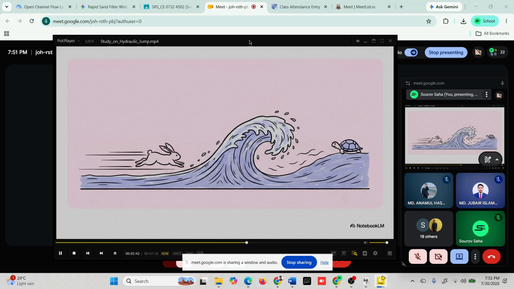After the jump, our sequent depth, Y2, swelled up to 9.2 centimeters, while the velocity plummeted to just 41 centimeters per second. The depth more than doubled, and the speed was cut in half. The jump absolutely did its job. But we need to know, exactly how violent was it?